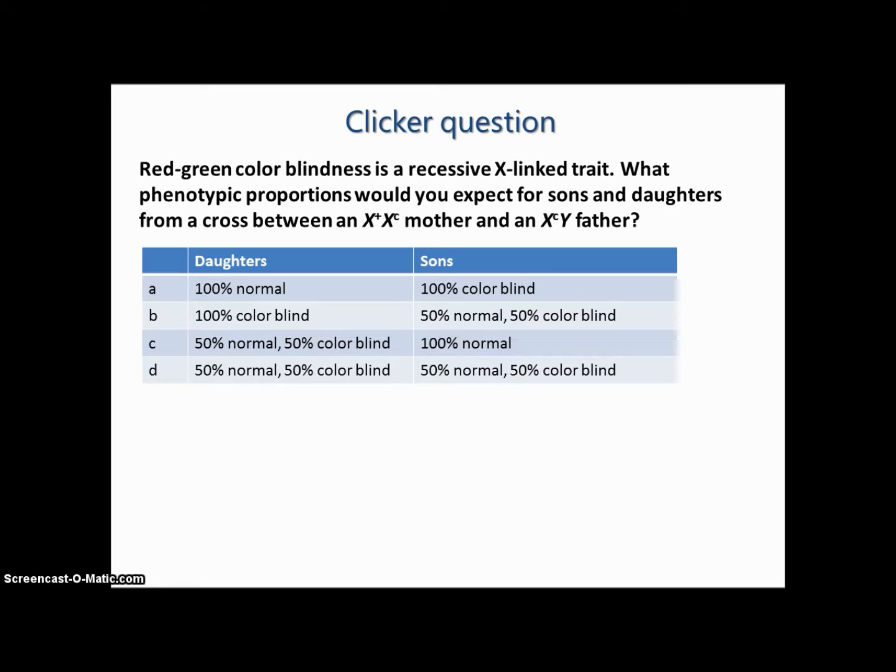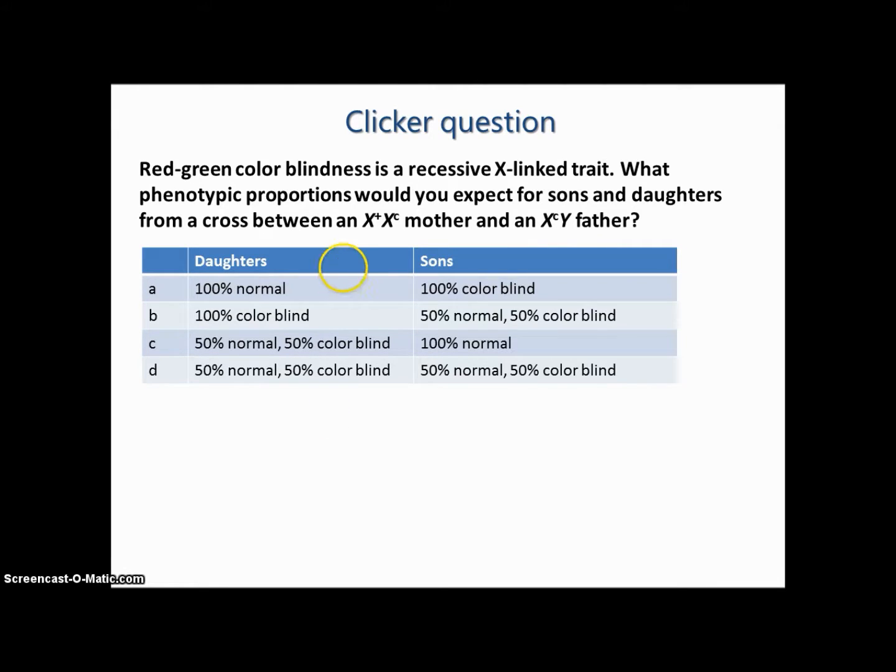Red-green color blindness is a recessive X-linked trait. What phenotypic proportions would you expect for sons and daughters from a cross between a heterozygous mother and a colorblind father? So take a minute to figure that out.